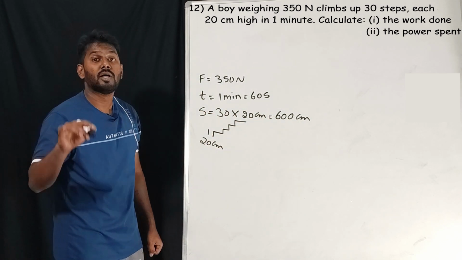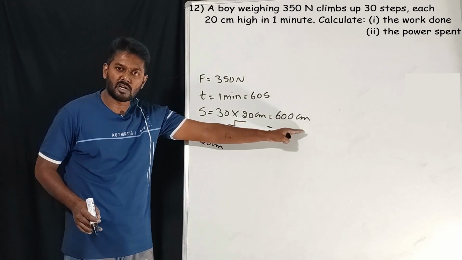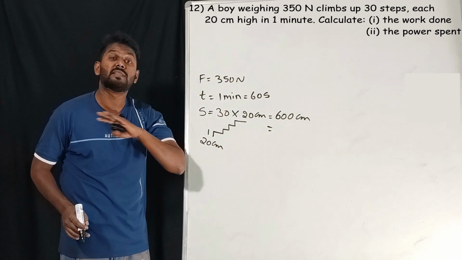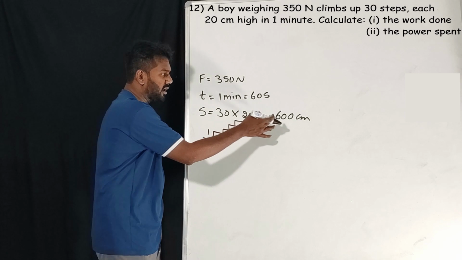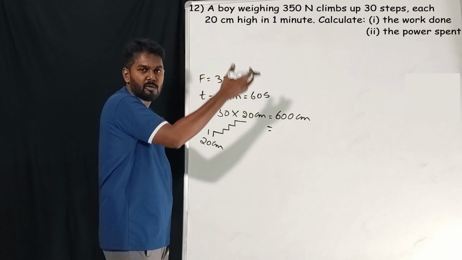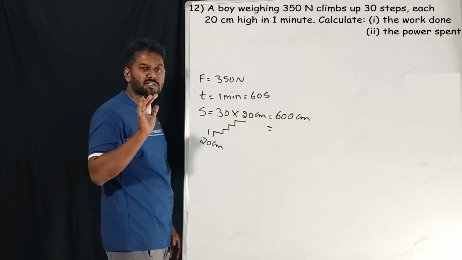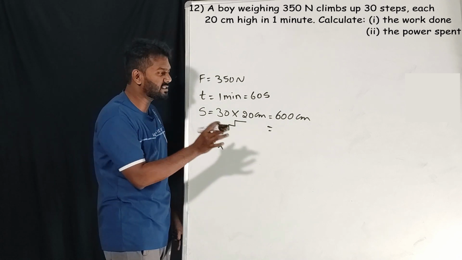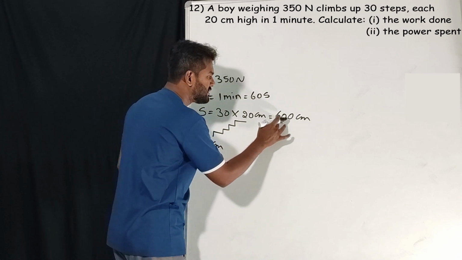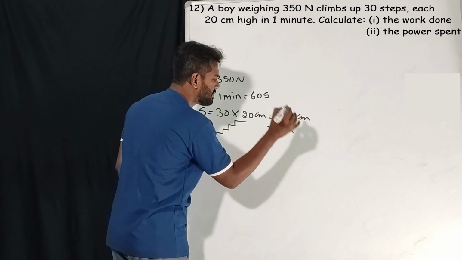First convert into their SI unit. If you substitute 600 also, you will get some answer, but that will not be the correct answer. So if first step is only wrong, everything will be wrong. That is why whenever you are substituting any value, make sure it is in its SI unit. 600 centimeter, that is nothing but 6 meter.